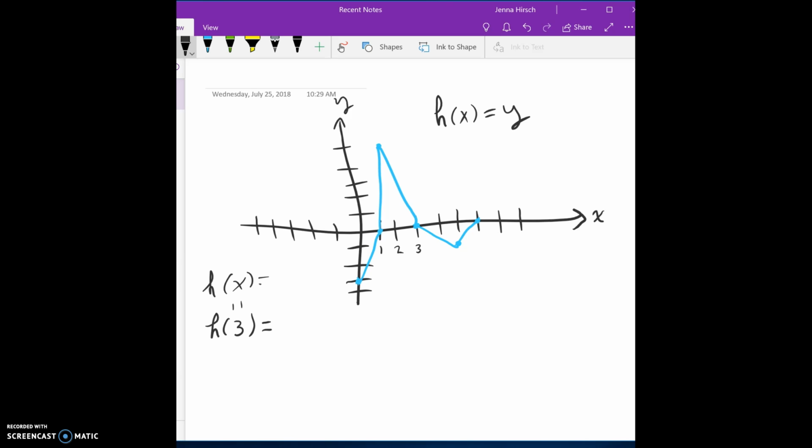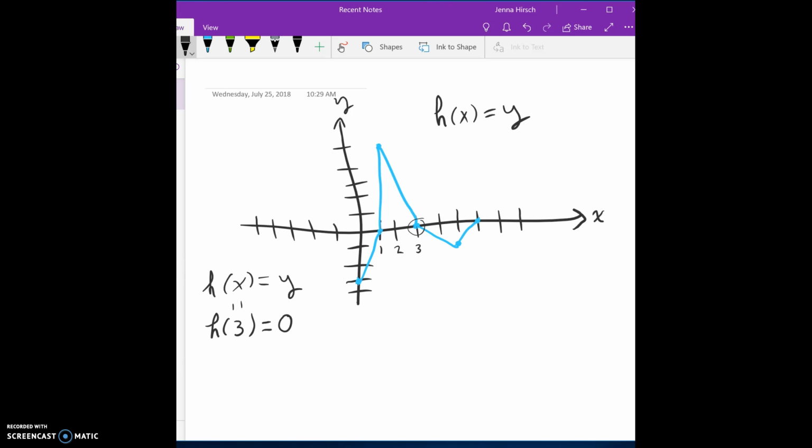And what we want to do is figure out what that y value is when we're on the graph and we substitute in a 3. Well, if I go over here to 1, 2, 3, my y value on this graph is right over here, and the y value that's associated with that is 0. So h of 3 is the same thing as saying 0. Let's try 1 or 2 more examples.